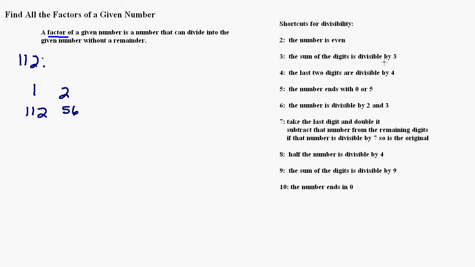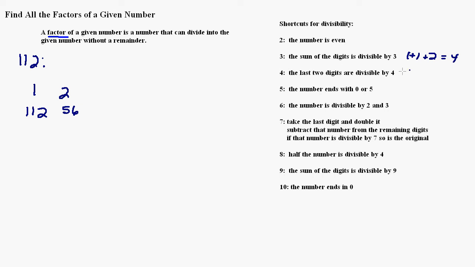3, the sum of the digits is divisible by 3. So if I take the sum of these digits, sorry about that, I always turn off the phone before I start the videos. If I take the sum of these digits, 1 plus 1 plus 2, if we add these digits up, we're going to get 4. And 3 doesn't go into 4 nicely.